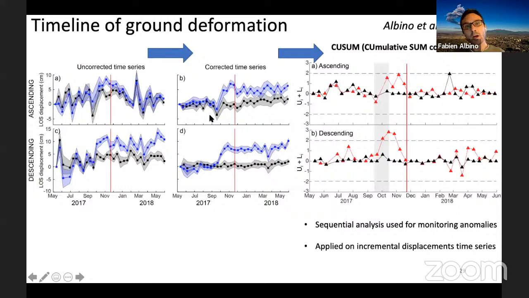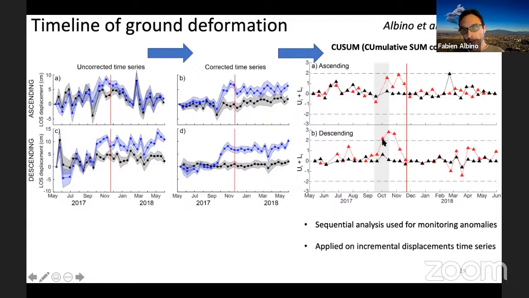So the idea, as monitoring, is to detect as early as possible when you get something unusual, something that looks above the noise of your data set. We developed this CUSUM approach, which is just a sequential analysis used to detect anomalies in a time series. It just detects everything that diverges from the mean. And you can see here, in the gray shaded area, which is the seismic swarm, you detect an anomaly in both ascending and descending.